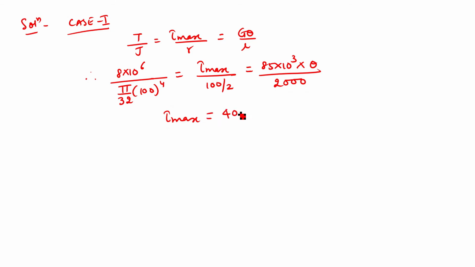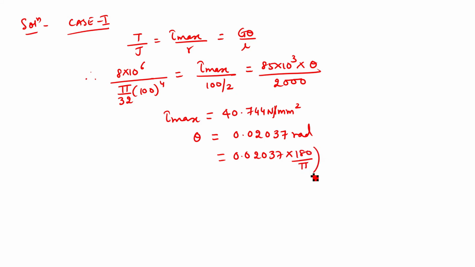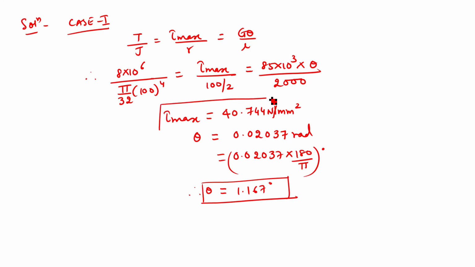I'll get tau max as 40.744 Newton per mm square, and the value of theta is 0.02037 radian. Now if I want to convert this into degree, simply multiply with 180 upon pi. So I get this answer as 1.167 degree. So these are the two answers from the case 1. Next I'll go to case 2.